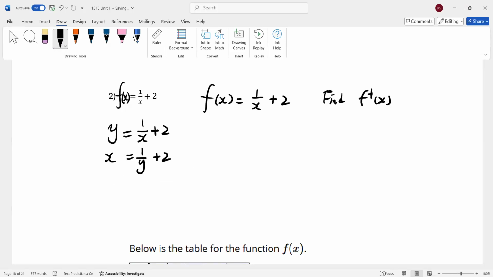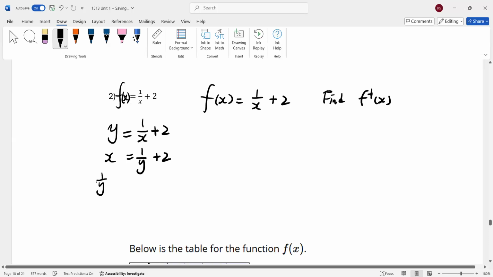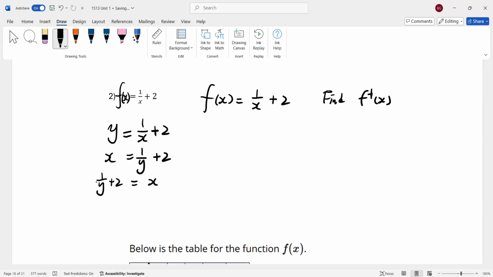And maybe I want to switch the order first. 1 over y plus 2 equals x, because we want to isolate the y on the left side eventually, right? So in this step, I switch the left side and the right side. And then I minus 2 from both sides. And then the positive 2 on the left is going to disappear. Then we have 1 over y equals x minus 2, right? And how do we continue here?